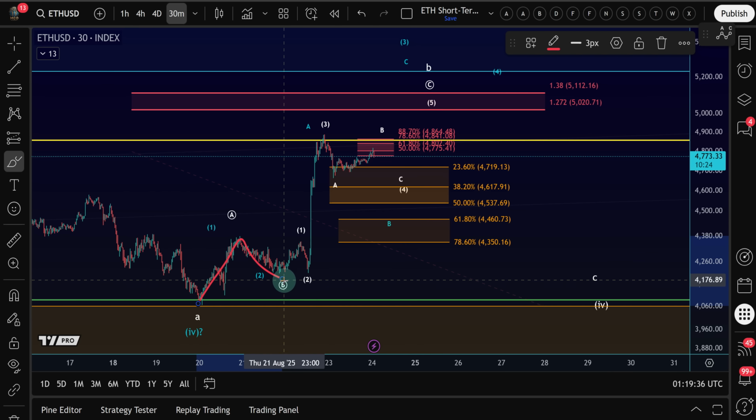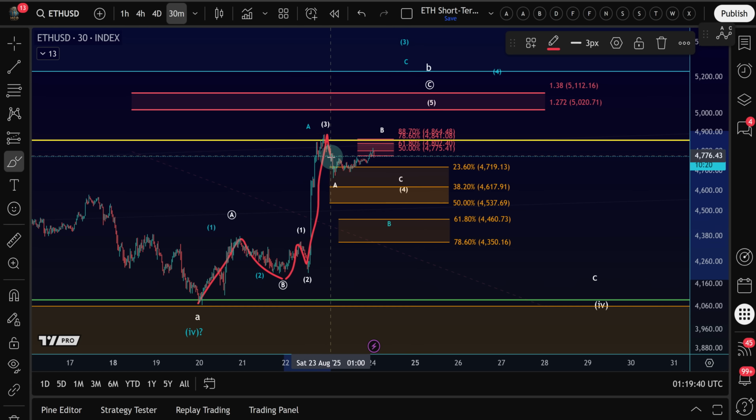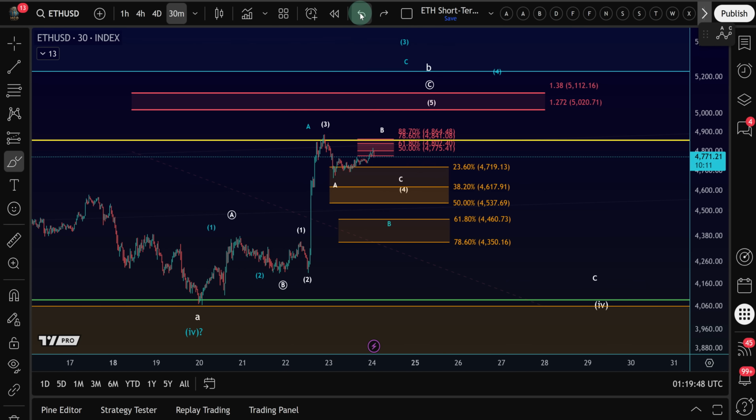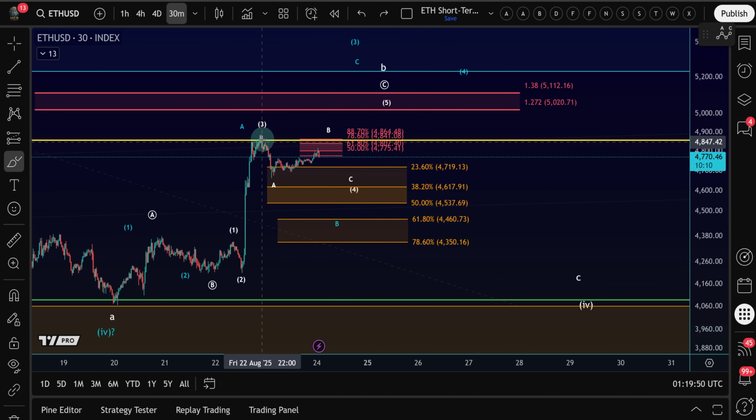I can identify a wave 1, a wave 2, a wave 3, a wave 4 might still be unfolding, and then a wave 5. This would be ideal. This is how I've mapped it out in the white scenario. From this swing high on Friday, we saw an immediate move down. Technically, this could be all of the wave 4 pullback.